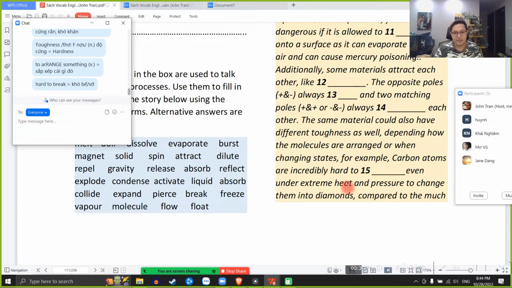Dù là dưới nhiệt độ extreme, rất cao, cùng cực, và áp suất cao. Extreme heat and pressure. Nó gọi là nhiệt độ và áp suất rất cao, nó cũng không thể nào bể được, để mà biến chúng thành kim cương, diamond.